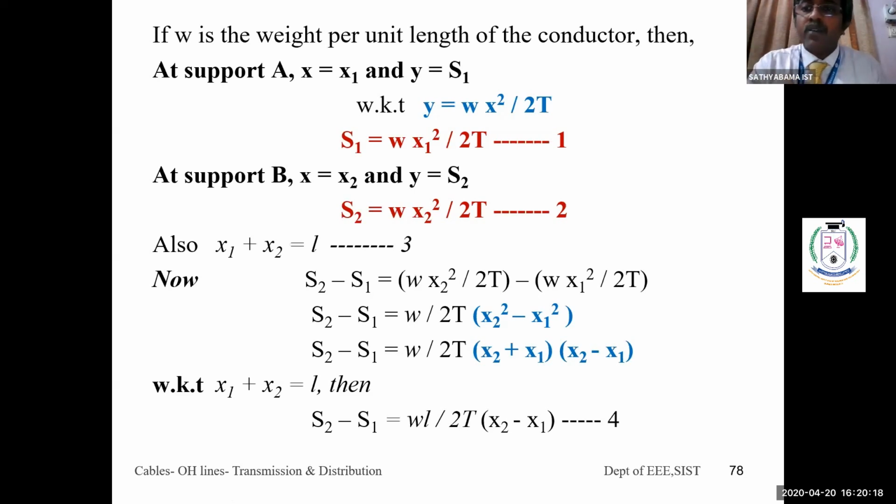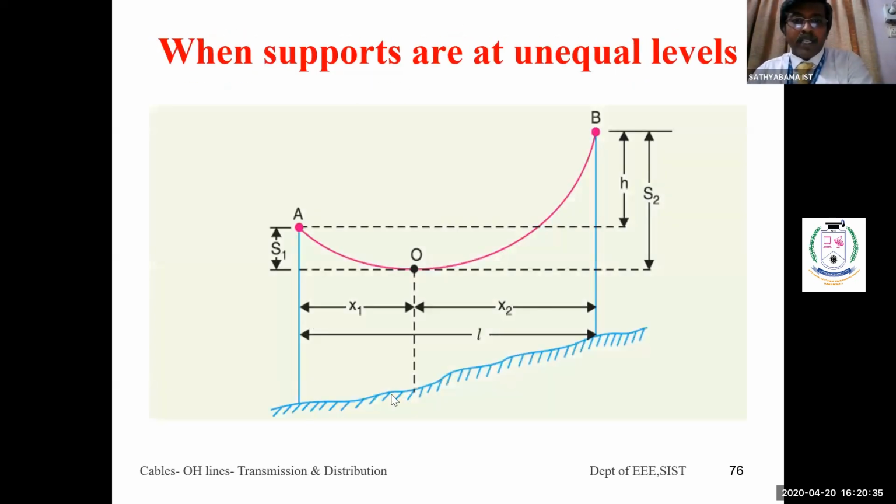So let me start. What is the procedure? How do we calculate X1 and X2? X1 is nothing but the distance from A to O. X2 is nothing but the distance from B to O. See the third equation. In the third equation, we know the overall length. See the diagram. The overall length is split into X1 and X2.